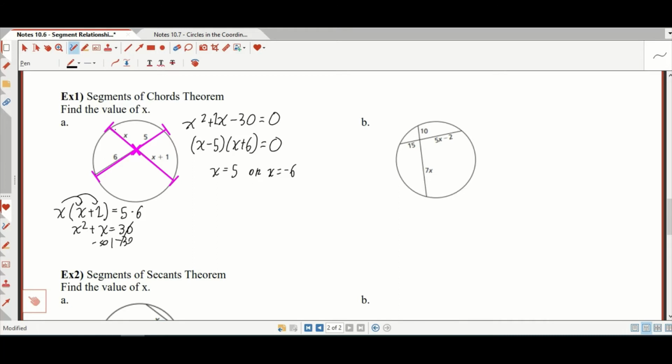So can x be negative 6? Well, that distance is x, so no, it most certainly cannot be. But it could be 5, and that could be 6. Oh, look, they're congruent too.